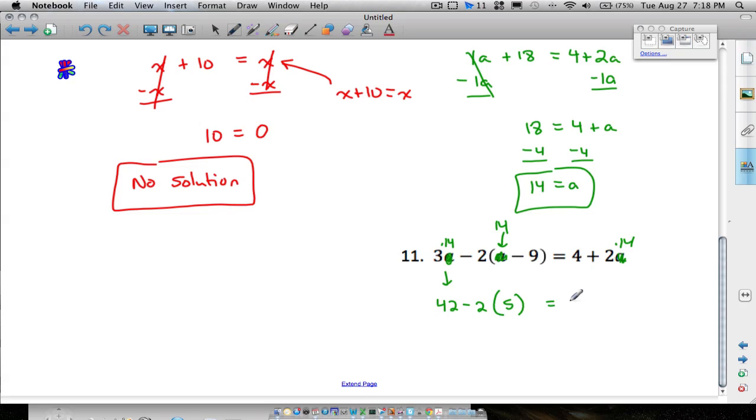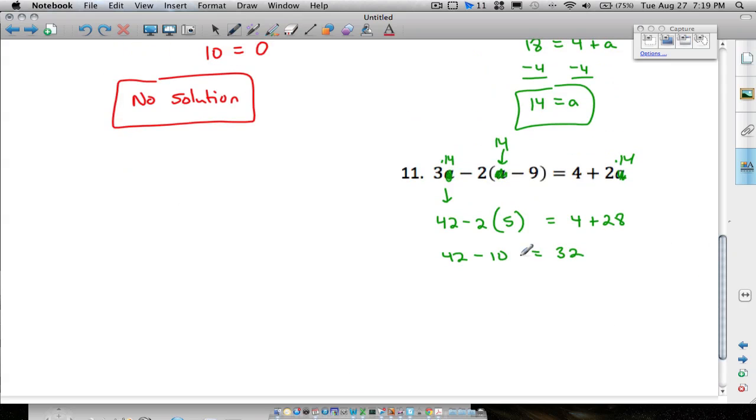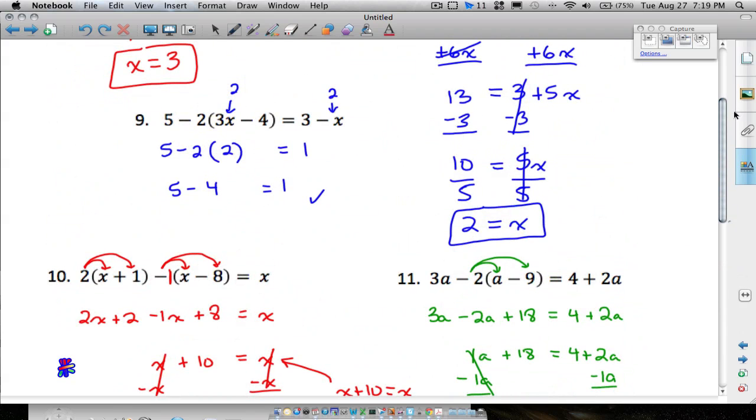Hopefully this will be equal to 4 plus 28. 2 times 14 is 28. This right here becomes 42 minus 10. Don't take 42 minus 2 first. Make sure you multiply before you subtract. Over here on this side, we get 4 plus 28, and that is actually going to be 32. And again, I'm just doing scratch work to quickly check my work. 42 minus 10, that is equal to 32. So therefore, that equation does work as well.